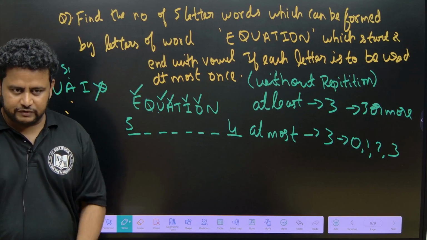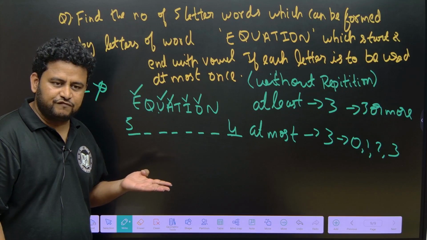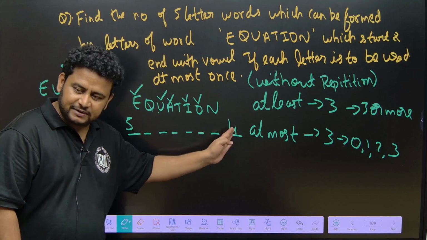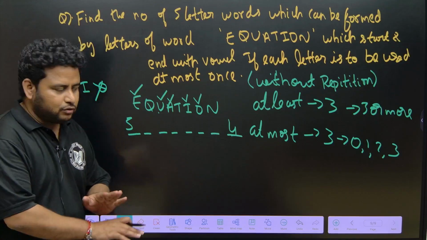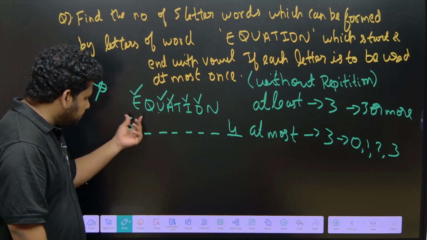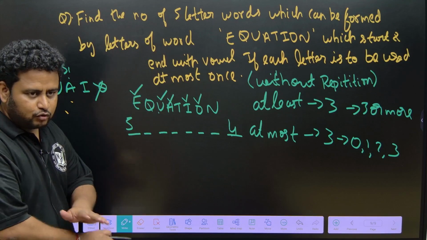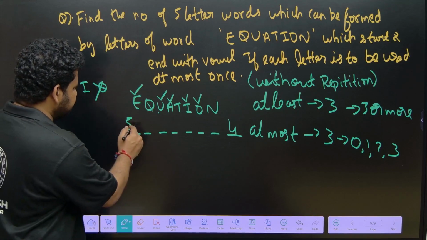So there are 5 vowels. Out of that, here I am fixing one of them. So remaining is how much? 4. Out of 4, anyone can come. So I am writing 4. Okay. Now 2 letters are done, the vowels. Now remaining, how many letters are there? Out of 8, 2 are fixed.